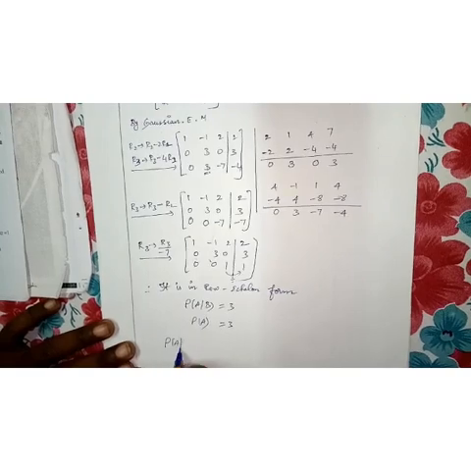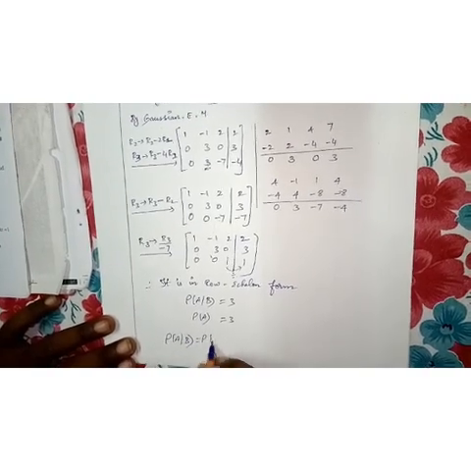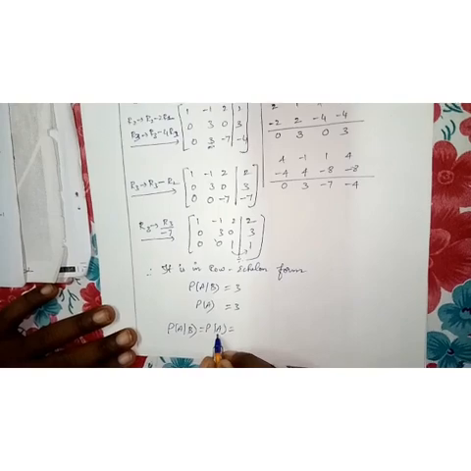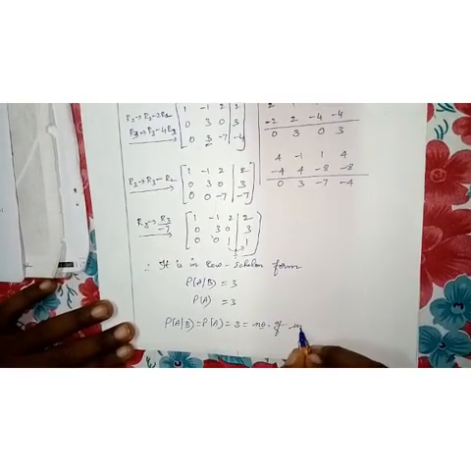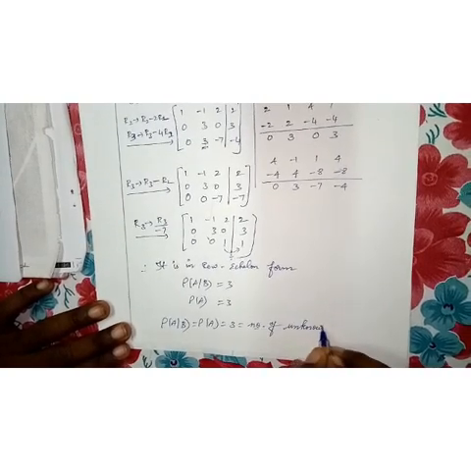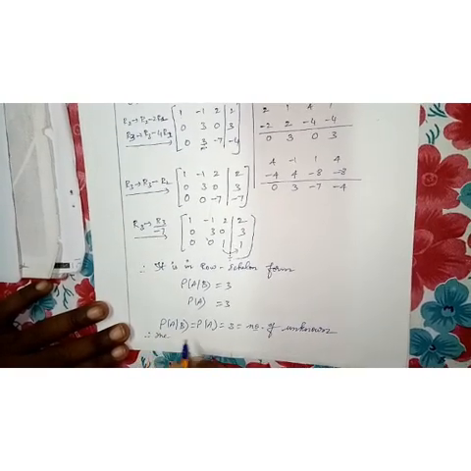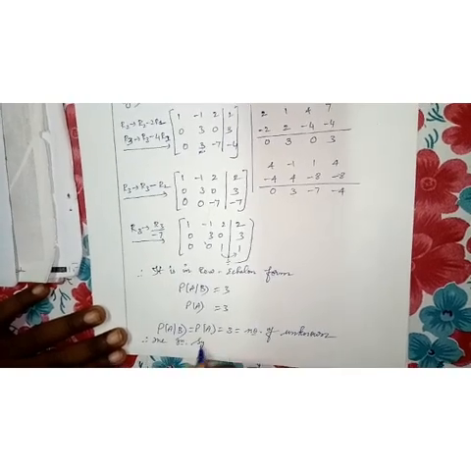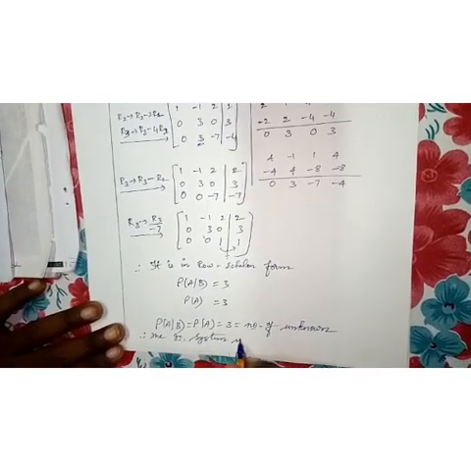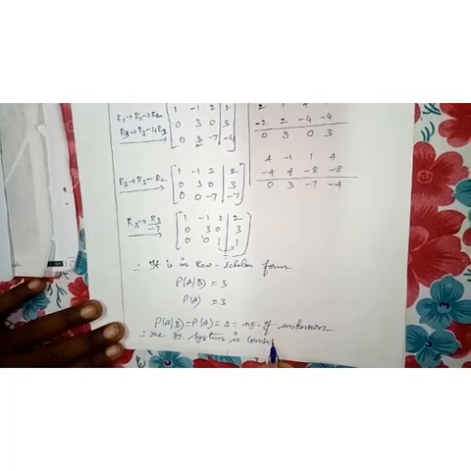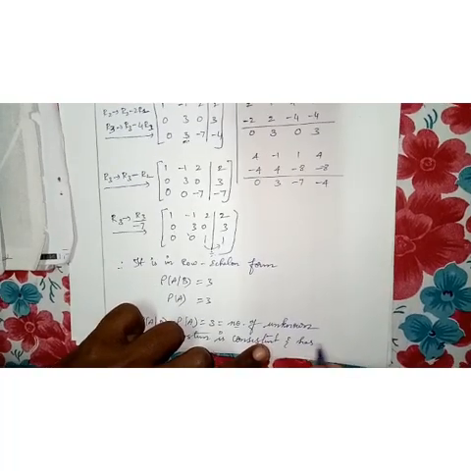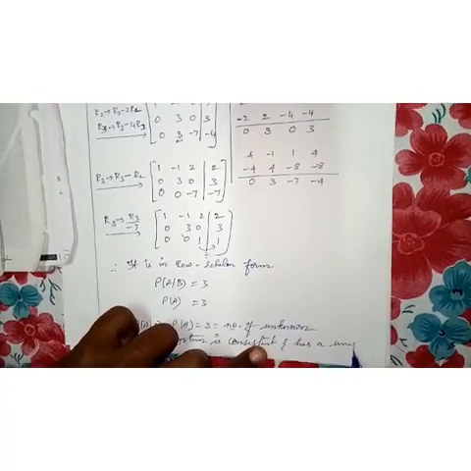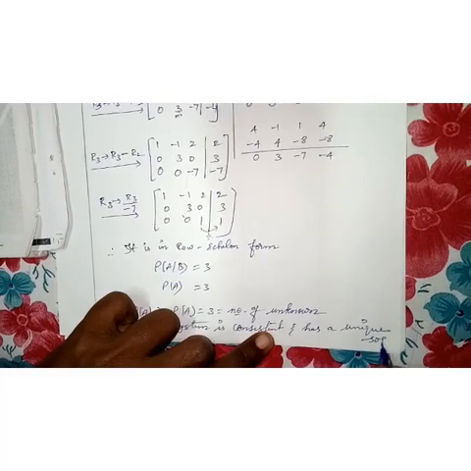Now see our condition: rank of A bar B equals rank of A equals 3, which is equal to the number of unknowns, n. Therefore, the given system is consistent and has a unique solution. What is a unique solution? You will get the exact answer of x, y, z.